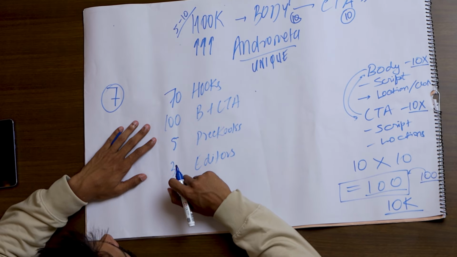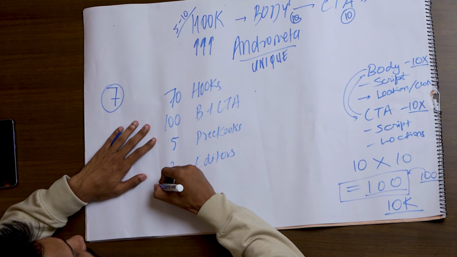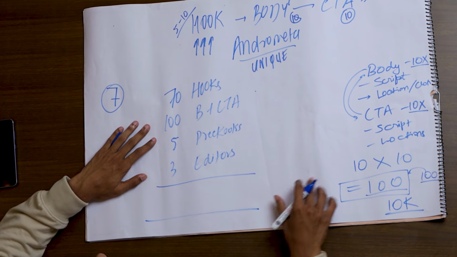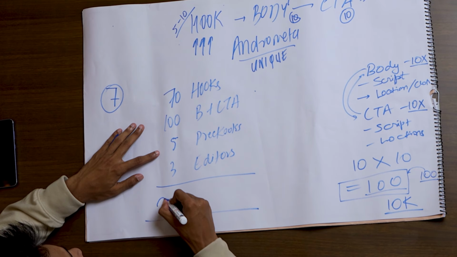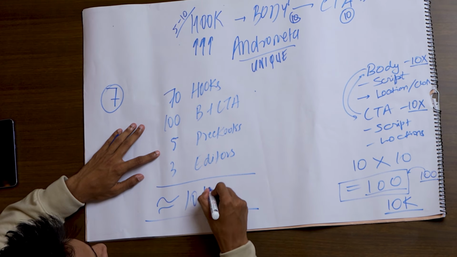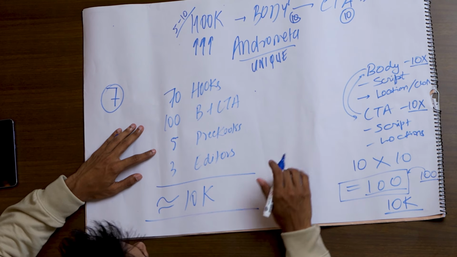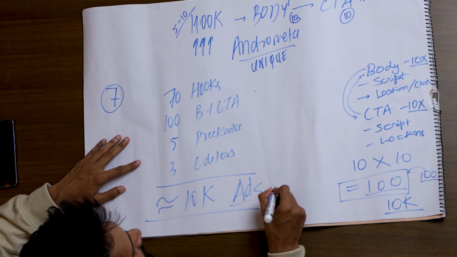And if you just multiply these numbers, you'd be shocked, because the number of ads that you can in total create by using this whole machine is approximately 10,000 ads. To be exact, 10,500 ads. You have got yourself 10,000 ads by just doing one single shoot.